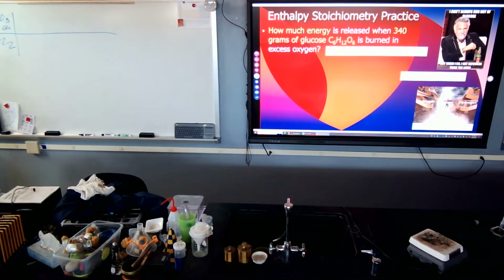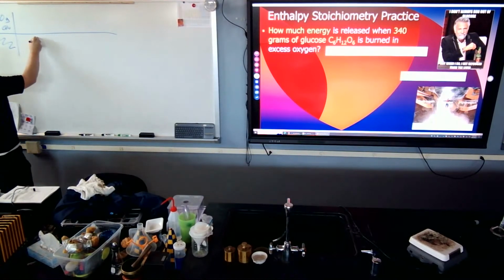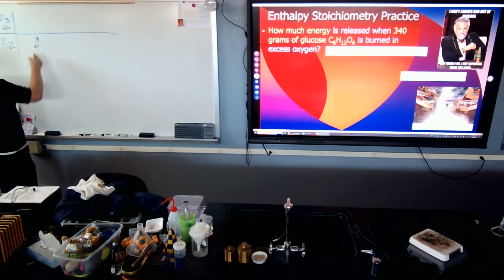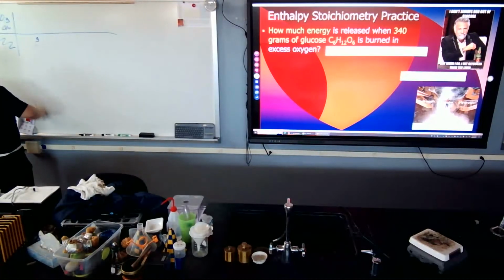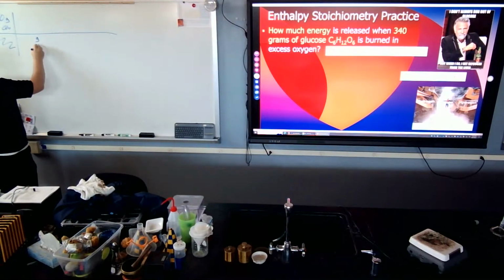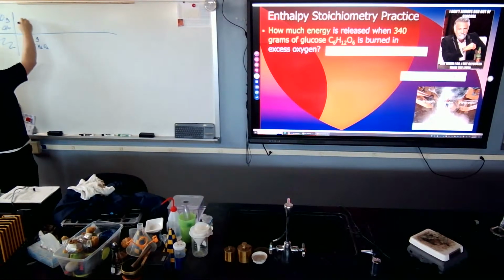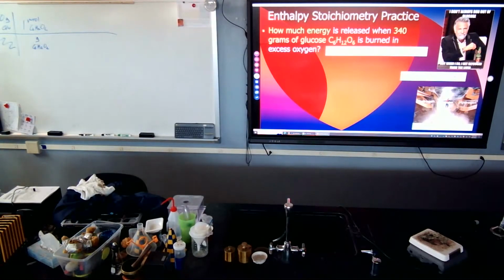Yeah, we've got to go grams to moles. So I need to go grams of glucose. Actually, now I'm just going to write this down because it's important. Grams of C6H12O6 to 1 mole of C6H12O6. And where does a gram to mole conversion come from? The molar mass, on the periodic table. So could you calculate the molar mass of glucose for me, please?